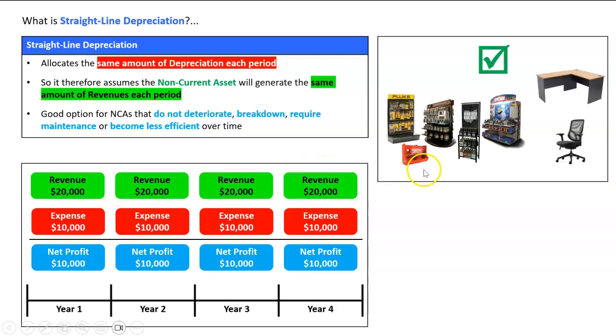So what sort of assets will we be talking about? Well, inanimate objects like a desk, a chair, a display stand, or a refrigerated display. They're as efficient in year 1 as they are in year 4, 5, 7, or 10. So that makes sense. Straight line depreciation is good for non-current assets that don't break down or get less efficient, and don't need to be maintained very much or at all.